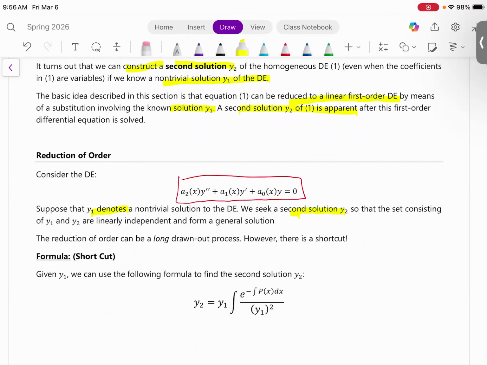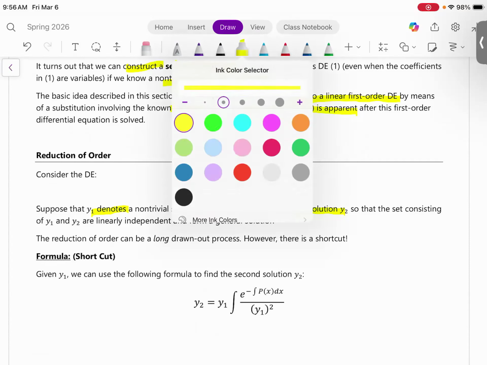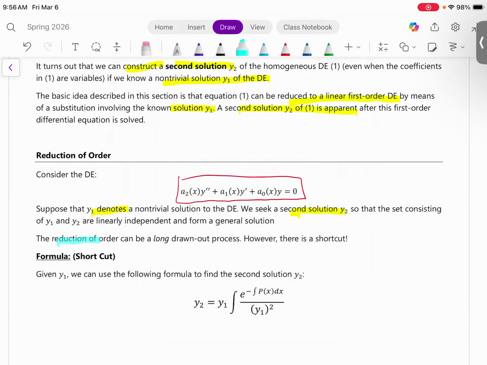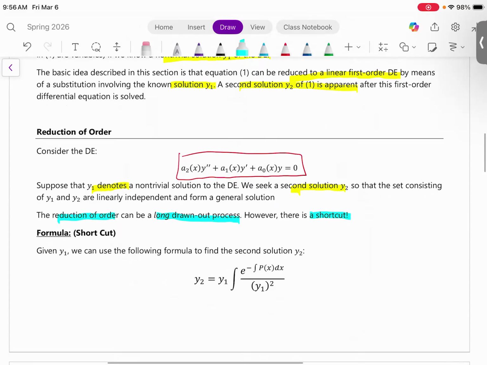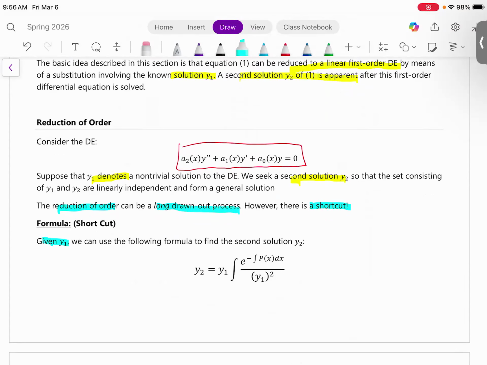The entire reduction of order process can be a long, drawn out process. It can be a long problem to solve. But what we typically use is this shortcut right here. Given a first solution, y1, we seek to find a second solution. And so what we would use is y2 equals y1 times the integral of e to the negative integral of P(x) dx, divided by the first solution y1 squared, dx.